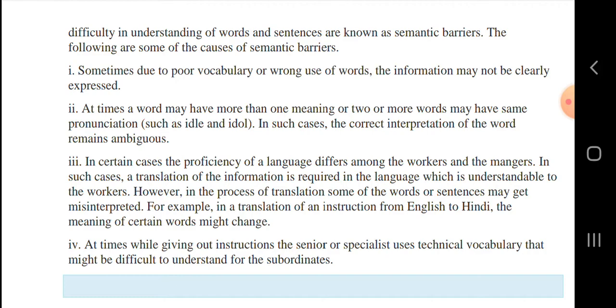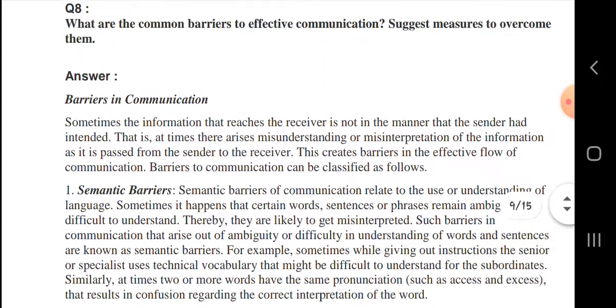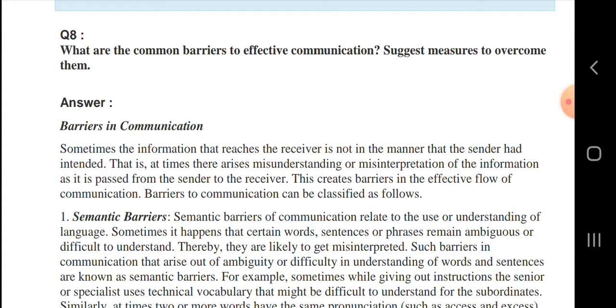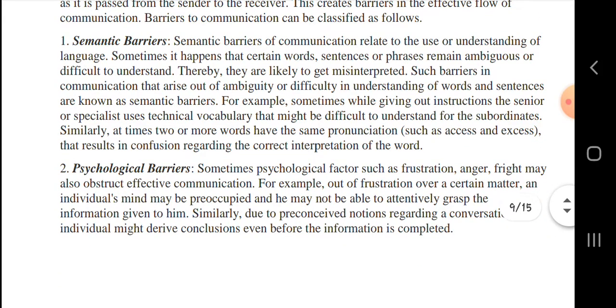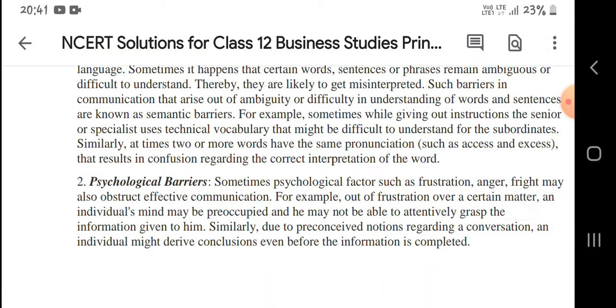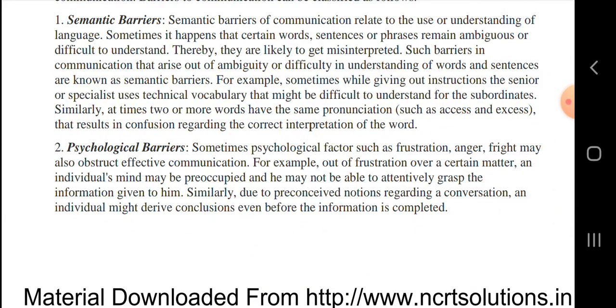And in certain cases, the professional proficiency of a language differs among the workers and the managers. In such a case, a translation of the information is required in a language which they can understand easily. Next, what are the common barriers of effective communication? Semantic barrier: semantic barriers of communication relate to the use or understanding of language. Next, psychological barriers. Sometimes psychological factors such as frustration, anger, fright, and others obstruct effective communication.